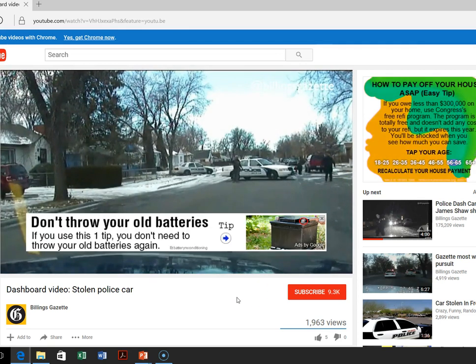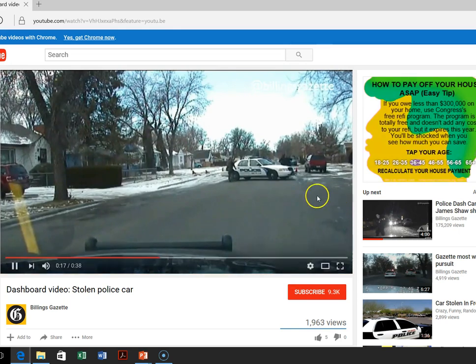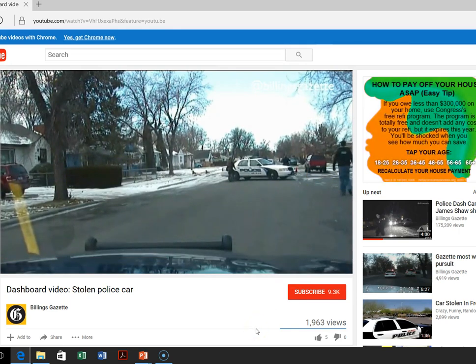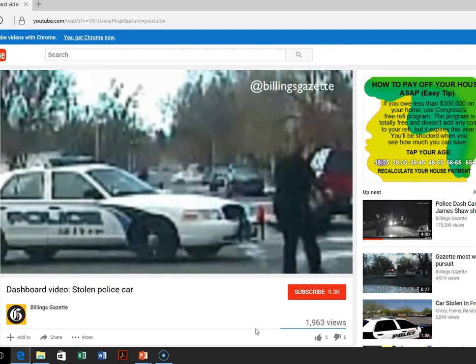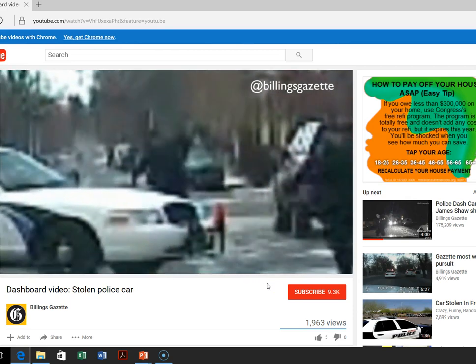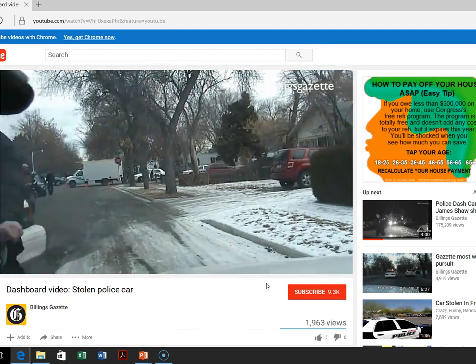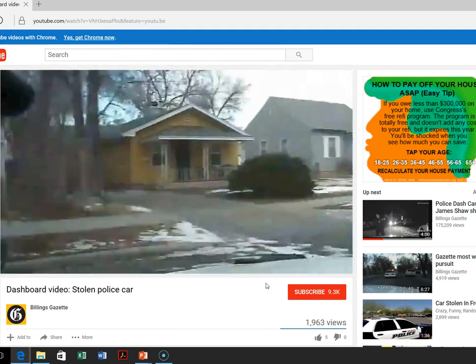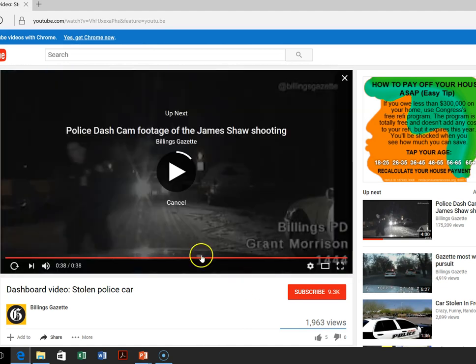You have some officers standing around and a police car speeding away. Now watch another close-up view and look over here this time. When they play this again, you'll see an officer actually get hit by a vehicle and hit the ground. And here's another view from the dash cam of a stolen police car, basically by a suspect that was in custody.